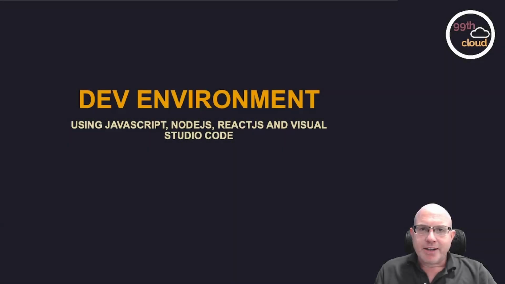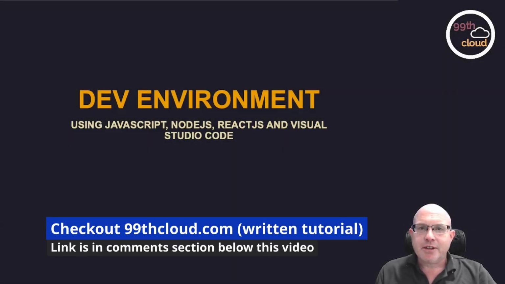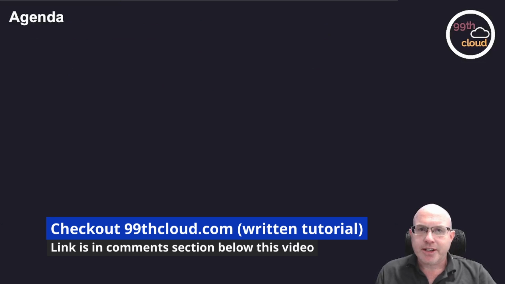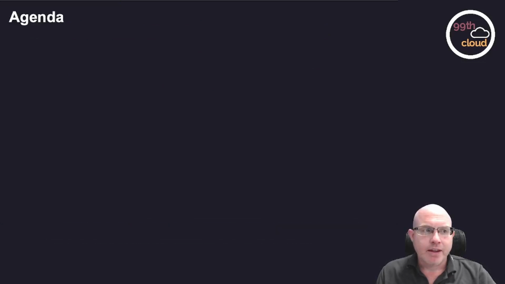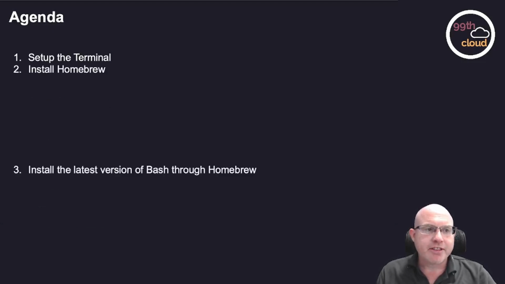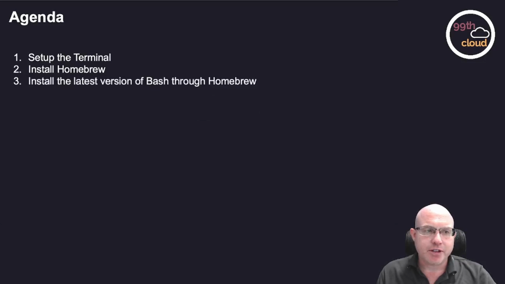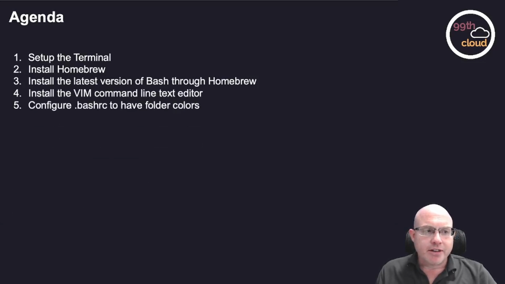Hi and welcome back. Let's have a look at the agenda so that we know what we are actually installing. First, we will set up the terminal. Then we will install Homebrew. After that, we will install the latest version of Bash through Homebrew. Then we will install the Vim command line text editor. Then we will configure .bashrc so that we have colorful folders. Then we will install Node.js.